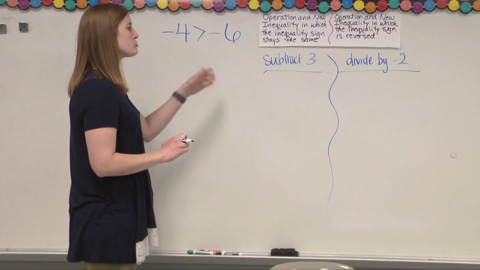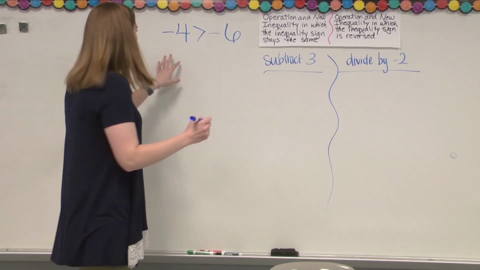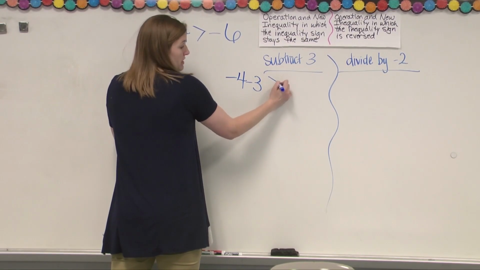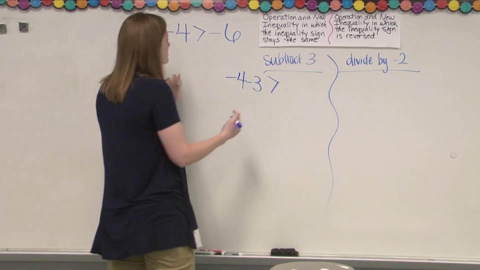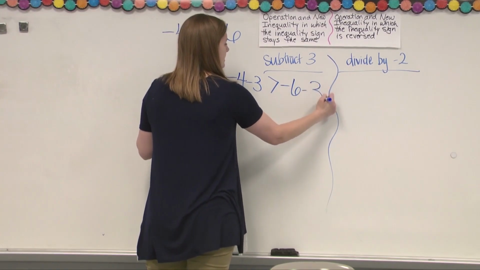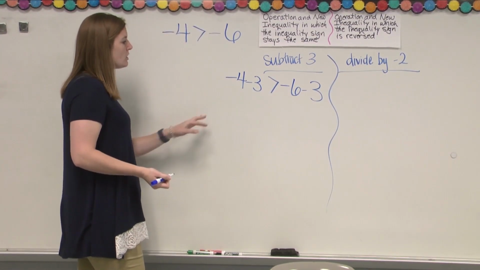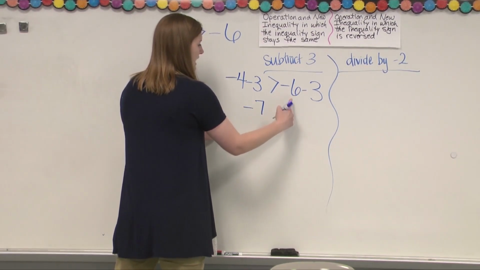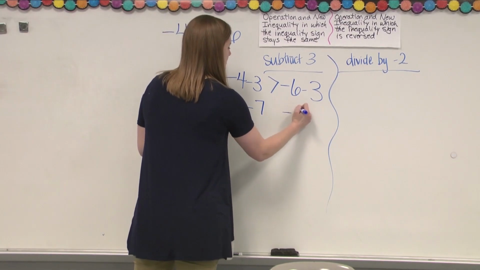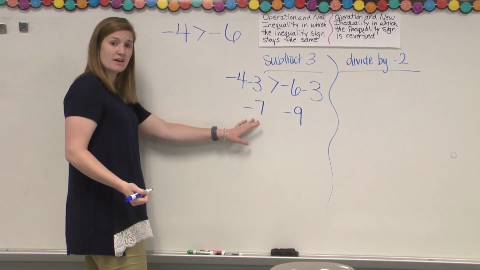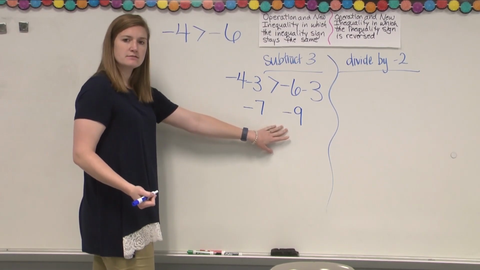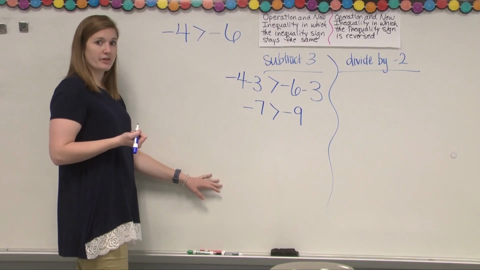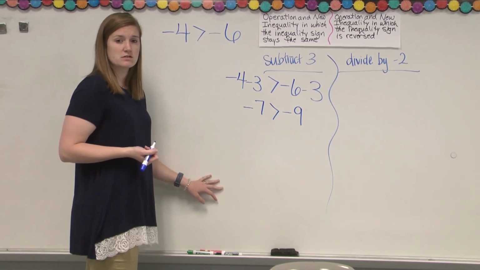All right, so we're going to be subtracting 3 from both sides of this inequality. So -4 minus 3, we think we still have our greater than, we're going to figure that out, -6 minus 3. Okay, well -4 take away 3 gives me -7, and -6 take away 3 gives me -9. Is -7 greater than -9? Yeah. So we're going to keep that greater than symbol there. That inequality sign did not get reversed.